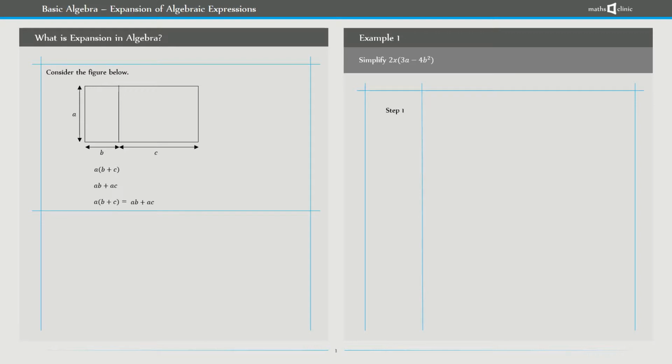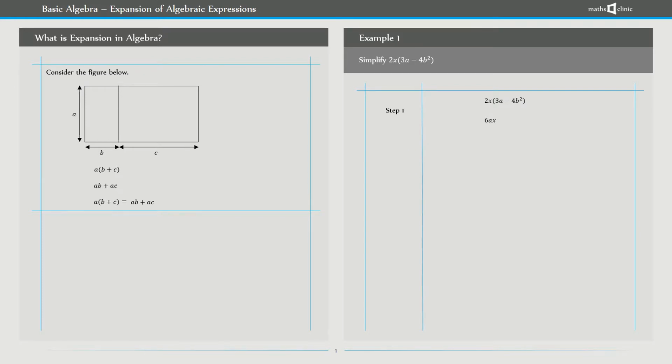Okay, so we have step one, we have 2x multiplying 3a minus 4b squared. So multiply 2x and 3a, and what you have is 6ax. Remember, when you're writing algebra, it's very important that you write the letters in alphabetical order. You don't write 6xa. 6ax just seems more reasonable.